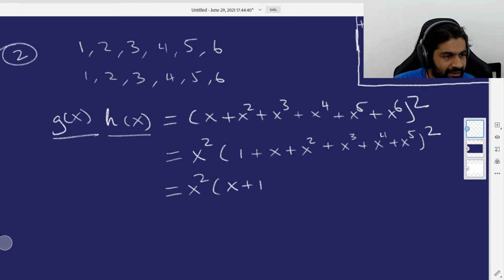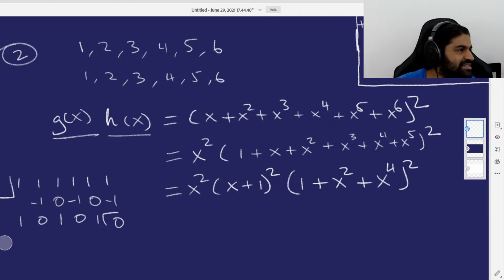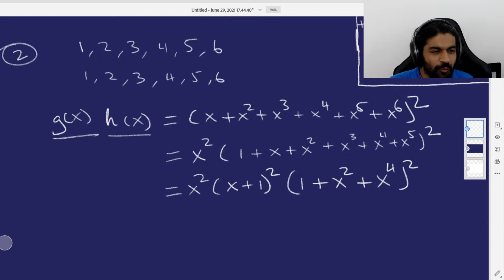So x plus 1 squared, and then I need to do synthetic division. Let's see, 1 1 1 1 1 1, and then negative 1. Let's see, 1 minus 1 is 0, and then 0, 1, and then minus 1, 0, 0, 1 minus 1 is 0. It worked. So this becomes 1 plus x squared plus x to the 4th quantity squared. Okay, 1 plus x squared plus x to the 4th is, I believe, beyond my factoring capabilities.